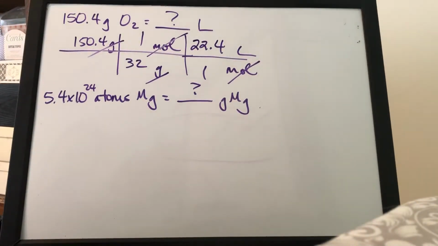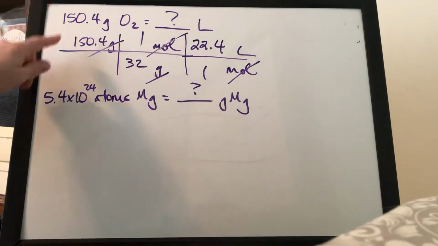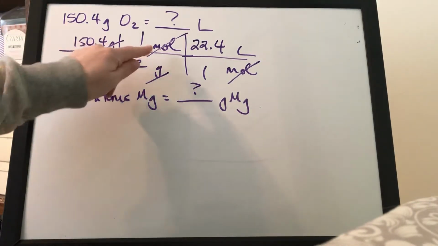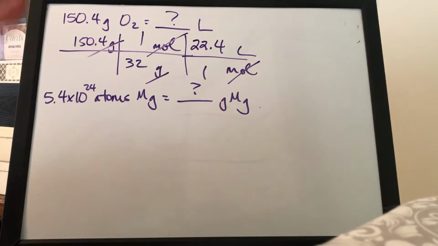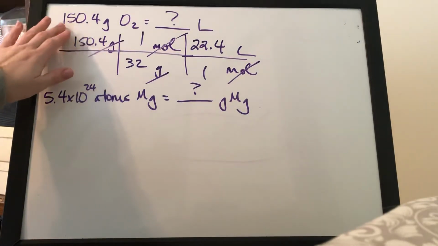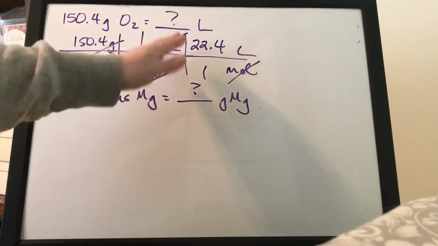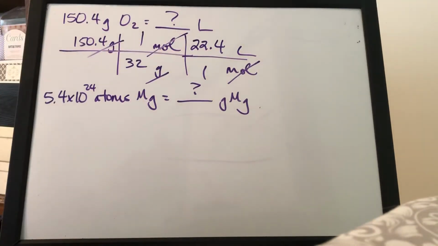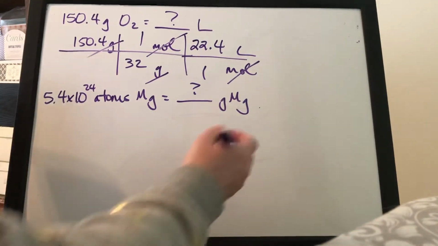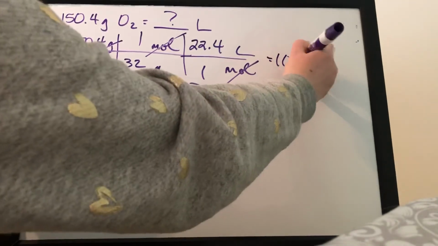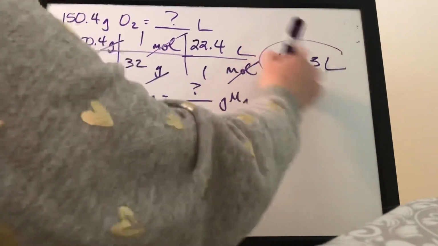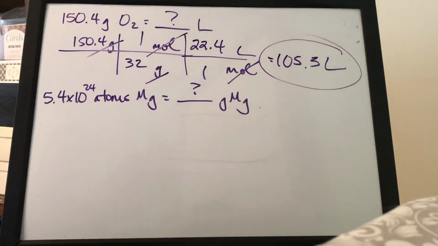Now I do my math. There's several ways we can do this. We can do 150.4 divided by 32, hit the equals button, and then multiply by 22.4. Or if you're more comfortable, you can do the 150.4 times 22.4 and then divide by the 32. But either way, you're going to get the same answer. And again, rounding to sig figs to match my first answer, which would be 4, I get 105.3 liters. So there's my answer.